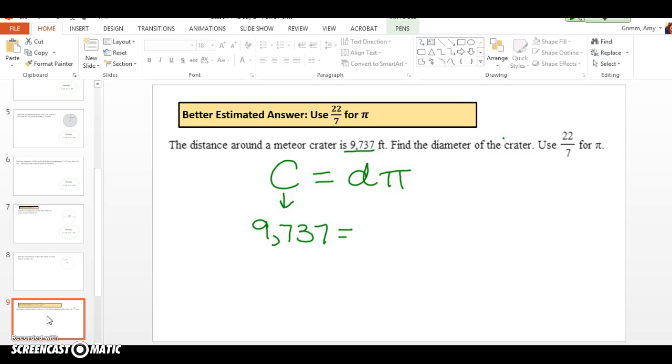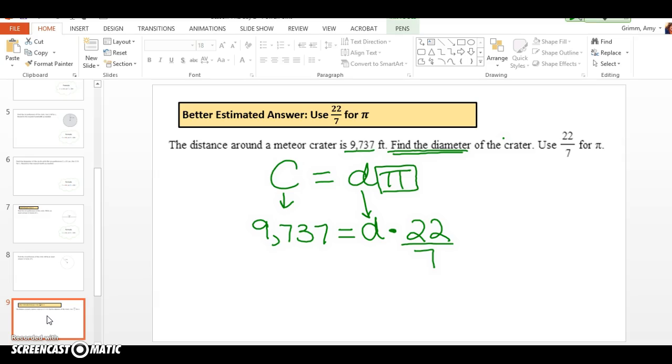9,737 equals, do I know D? Isn't that what I'm trying to find? What does it say right here? Find the diameter, so that's the part I don't know. Okay, times. Now, do I know what I'm supposed to put in for pi this time? Yeah. 22 over 7. Okay, now, just process this for a minute.